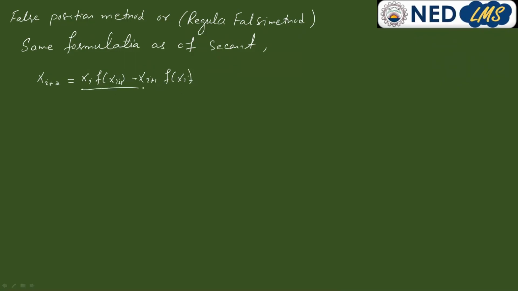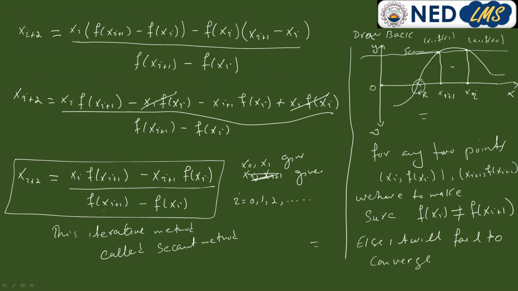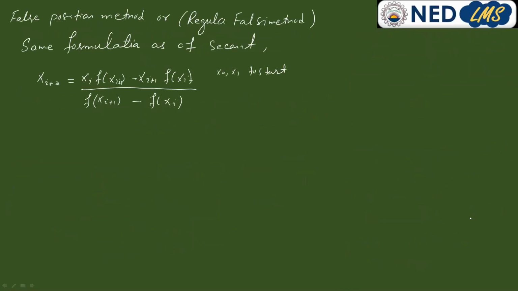Divided by whatever is given to us: xi, f of xi plus 1 minus f of xi. Same, you need x0, x1 to start. But here the condition is different. In the secant, we have a condition that these two are not equal at any time. We have to manually make sure that if it has happened, then we have to start again.